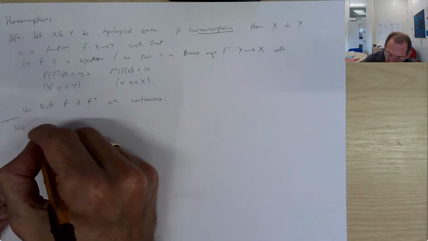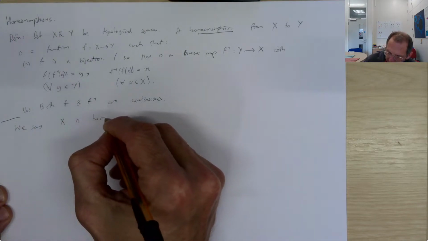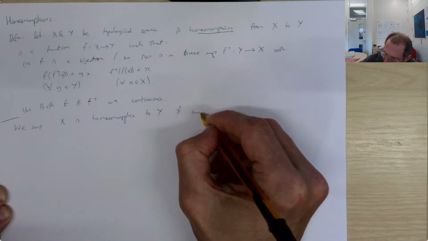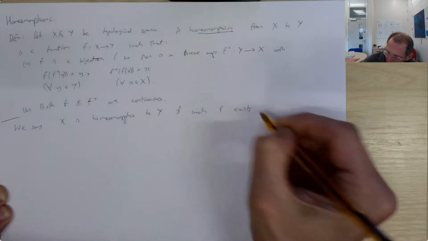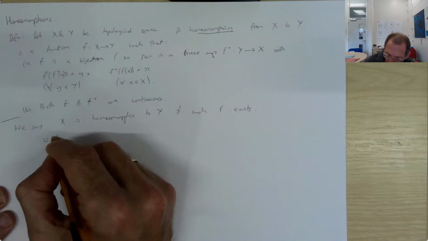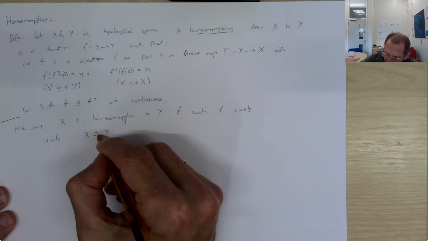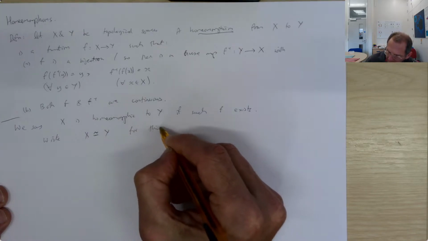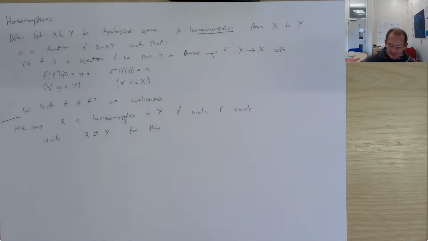And we say X is homeomorphic to Y if such an f exists. And I'm going to write X with this kind of symbol here to indicate that X is homeomorphic to Y. Okay, so the precise notation used for homeomorphism differs in different books, so I will try and stick to this particular symbol here. Okay, so examples.